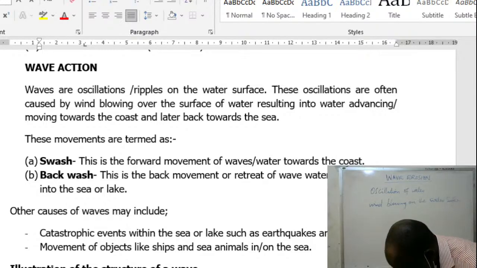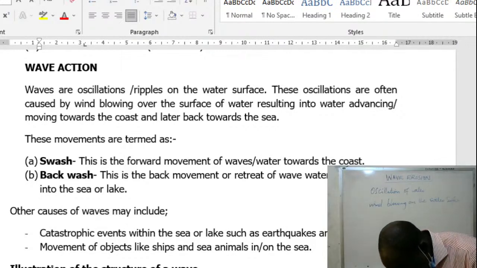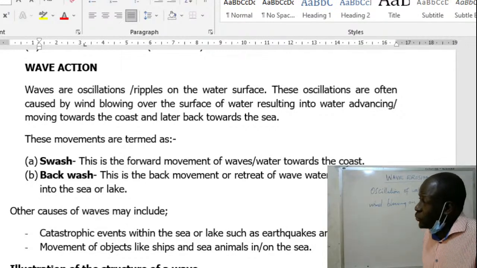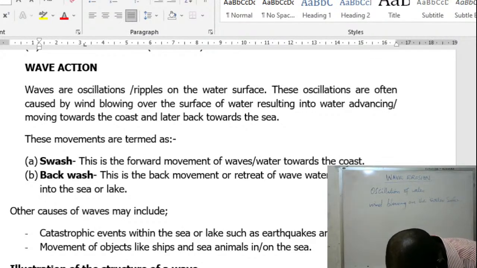So the major cause of these oscillations that we are calling waves on the water surface is the effect of wind that blows over the water surface. As the wind comes towards the land surface, the water also advances towards the coast. And that water, as it comes, is going nowhere. The moment it reaches the coast, it knocks on the coast and then flows back into the ocean or into the lake.